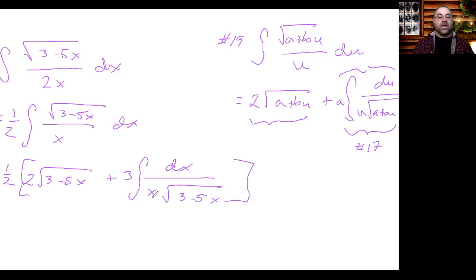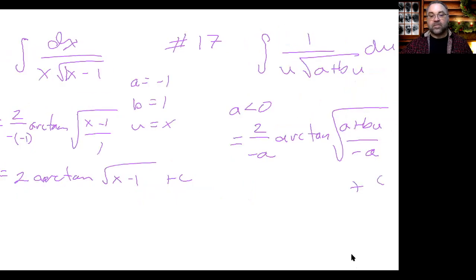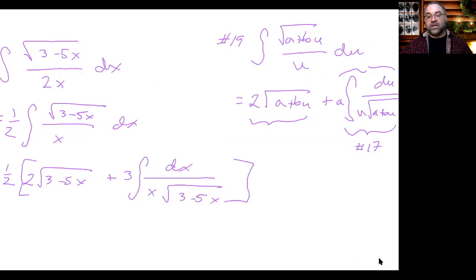And now with that integral of dx over x root 3 minus 5x, if you go back to formula 17 right here, now actually we need the other version of formula 17, don't we? We did a is less than 0 last time. This is the one now when a is greater than 0. But you get the idea that we're going to get root 3 minus 5x plus 3/2 times.